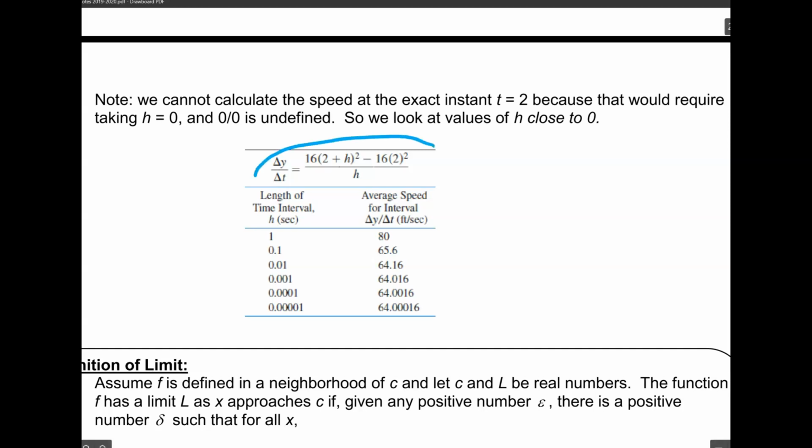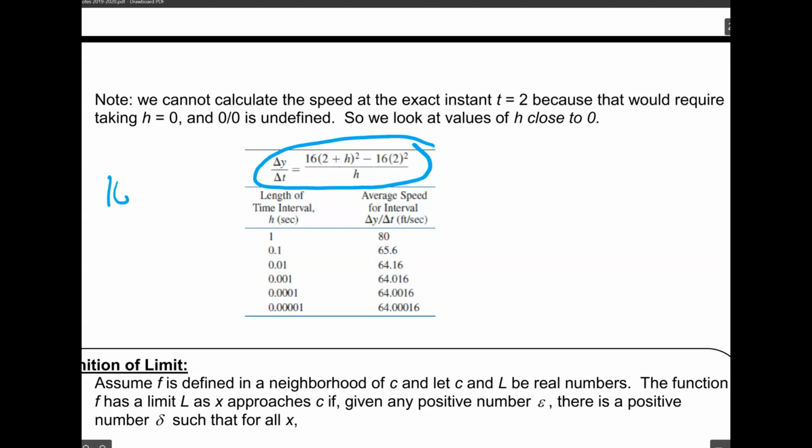So, do we recognize this? Oh, yes, we do. It's from the bottom of the previous page. Awesome. I'm glad we're paying attention. Okay. So, note, we cannot calculate the speed at the exact instant of 2, because that would mean H is 0. And if I plug in 0 for H, 0 over 0 is undefined. So we look at what happens as H approaches 0, as it gets closer and closer.